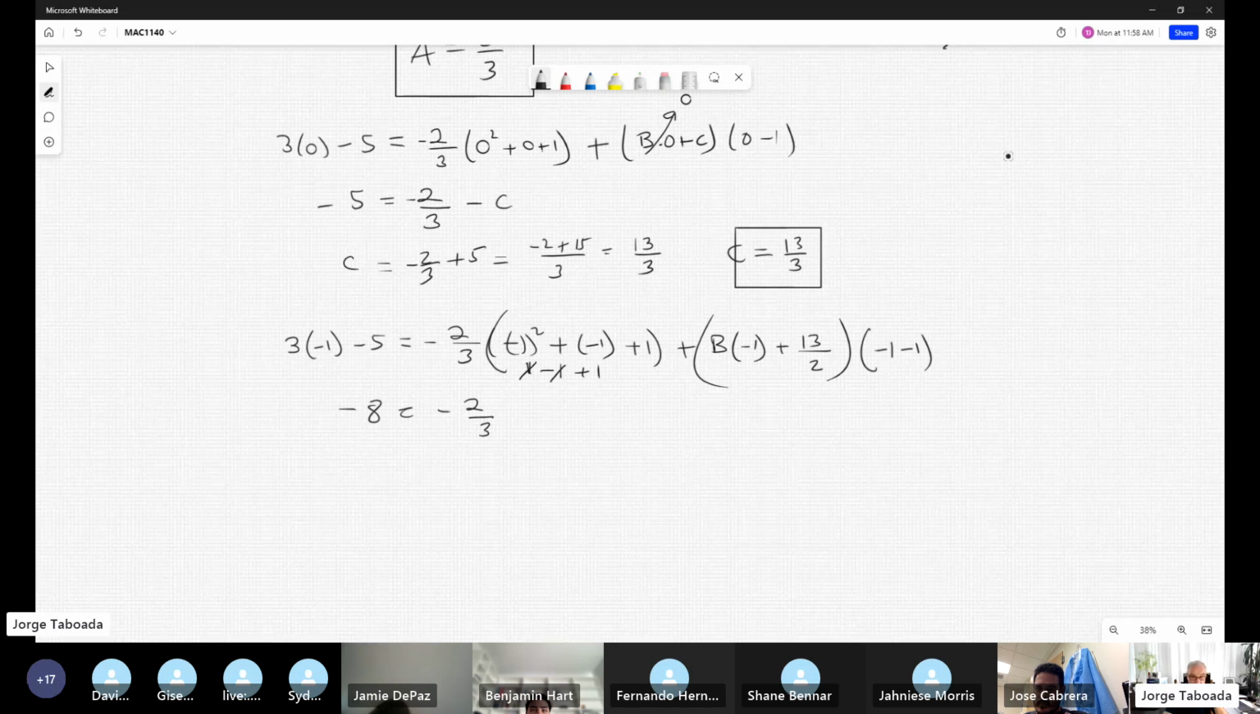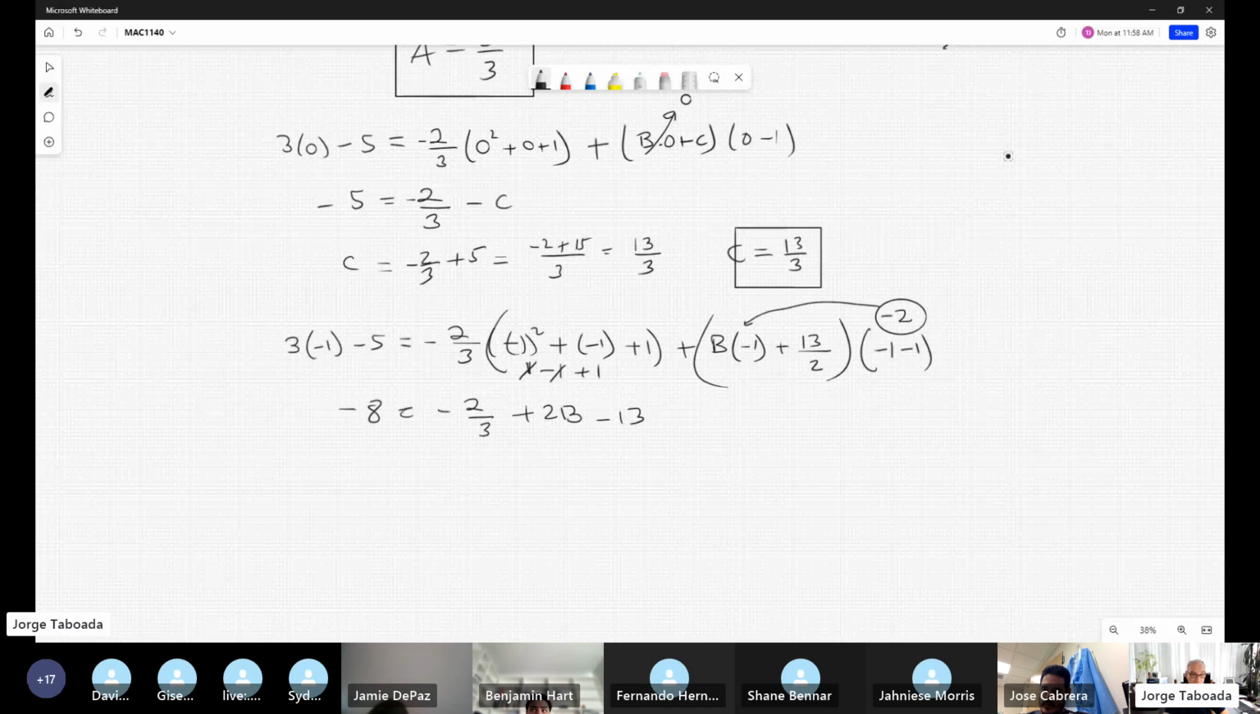And the B part is a negative 2. A negative 2 times negative B is 2B, positive. And finally, 13 over 2 times negative 2 is negative 13. Okay, I need to find B. This is negative 8 plus 2/3 plus 13, no? Okay, let me check it out. Equal 2B, no? Okay, cool.